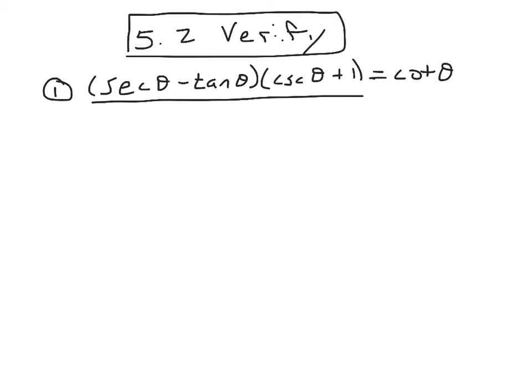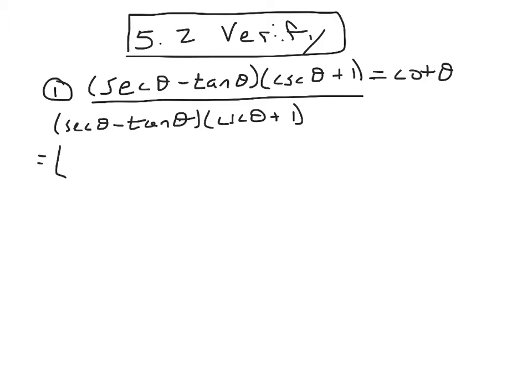So what we do is, don't forget this is a verify, it is a proof. So I'm going to start by recopying the side I'm working with, which would be secant theta minus tangent theta times cosecant theta plus 1. Remember, you guys should be writing these down in your notes. It's going to help you learn it and follow it much better. So what I'm going to do here, since I can't just start FOILing, is maybe change everything to sines and cosines and see if that helps me in any way.